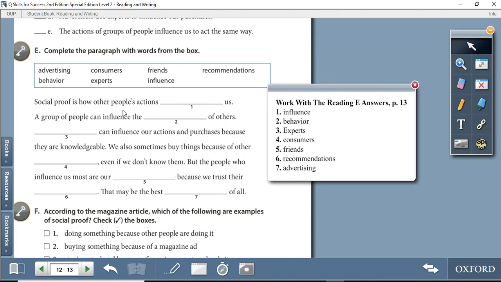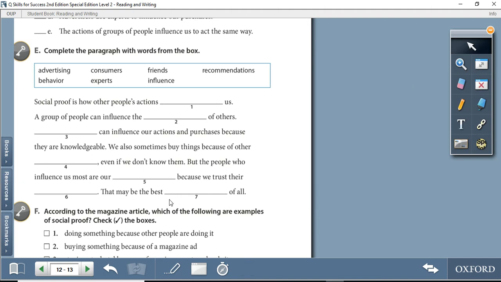Social proof is how other people's actions influence us. A group of people can influence the behavior of others. Experts can influence our actions and purchases because they are knowledgeable. We also sometimes buy things because of other consumers, even if we don't know them. But the people who influence it the most are our friends because we trust their recommendations. That may be the best advertising of all.